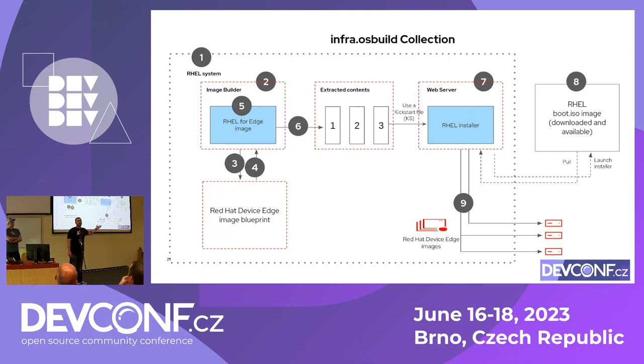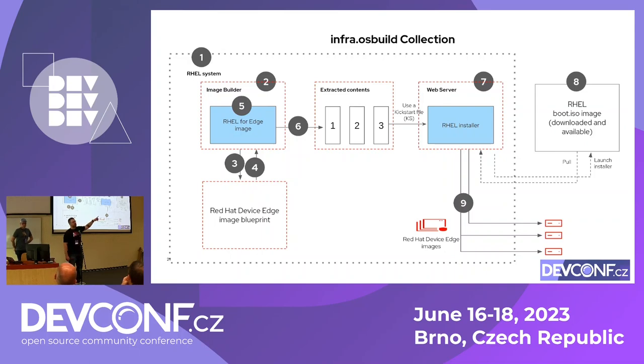This is the flow diagram of what the automation content that we created does, and it allows you to have your image builder host, your RHEL for Edge image gets built there. From there, we have our device blueprint, which will define the curated content that you would like to put into it. That will generate it. We will extract the contents to then serve up for your update system. And then we can roll that out to your device edge images.